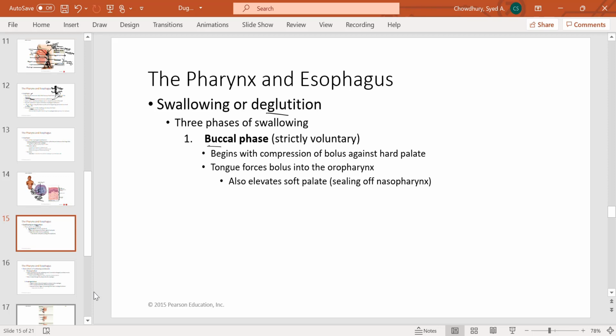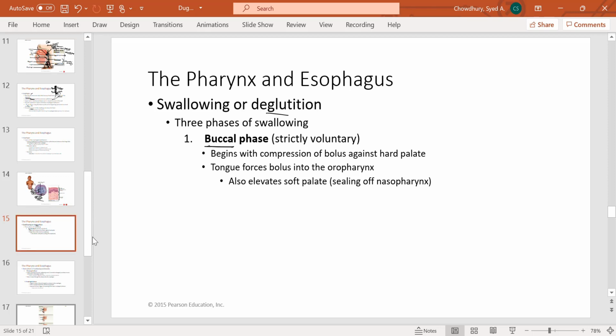Now what happens, after the food bolus is formed inside the mouth, then we use the tongue and press the tongue against the hard palate posterior to the food bolus to push the food towards the pharynx. Okay, and once the food bolus enters into the pharynx, then next phase starts.